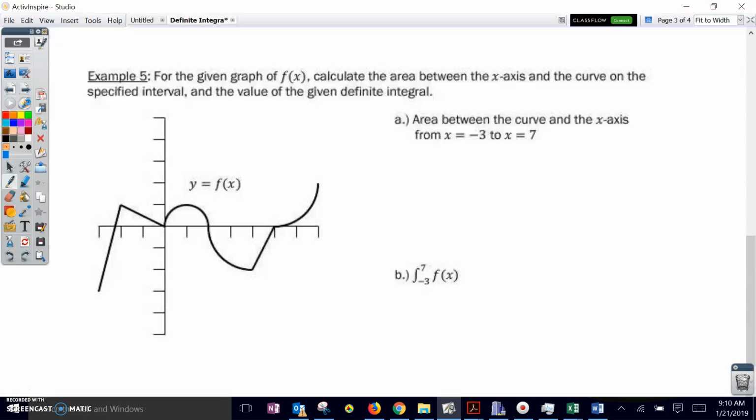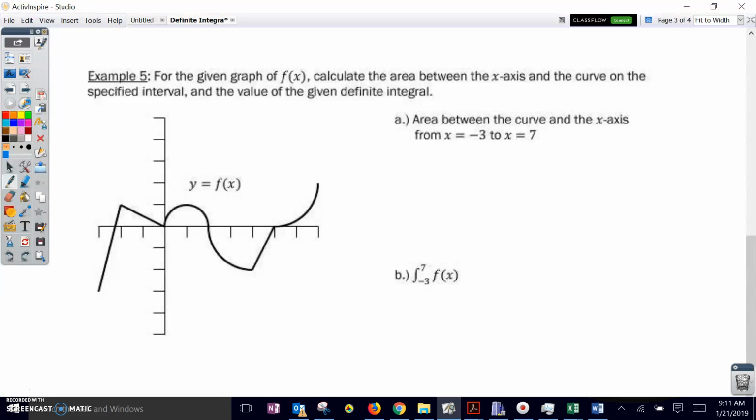We've got a given graph and we've got two different things to do. The first thing we're going to do in part A is find the area between the curve and the x-axis from -3 to 7, which is going to count all of this area between the curve and the axis as positive area. And then the second part we're going to find the integral. And when we do that, anything that's below the x-axis is going to be considered as negative area.